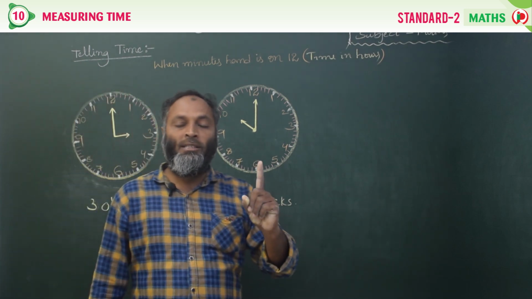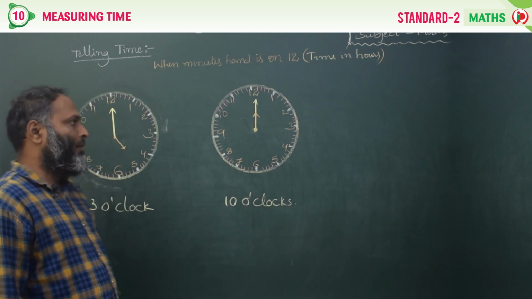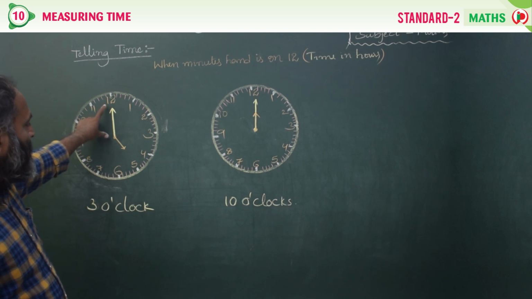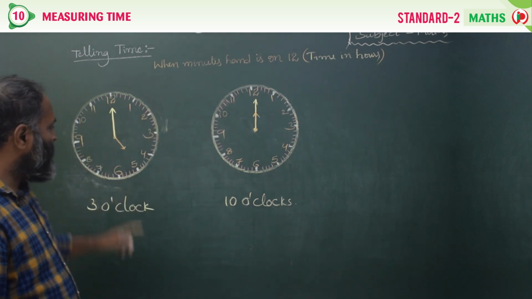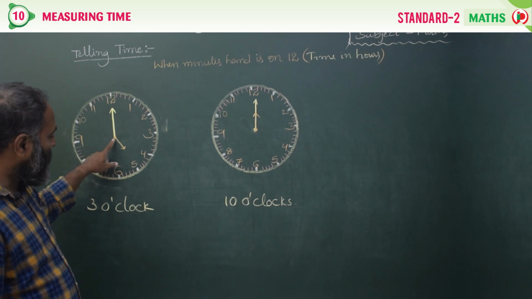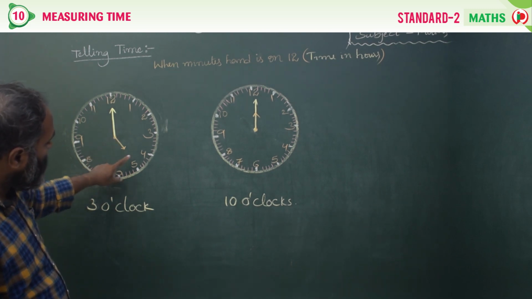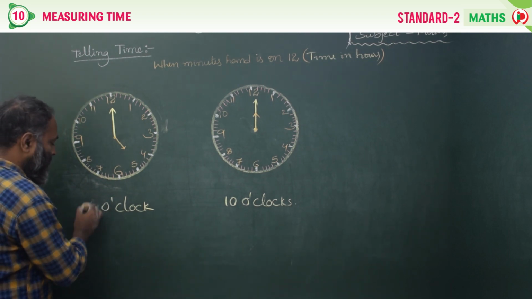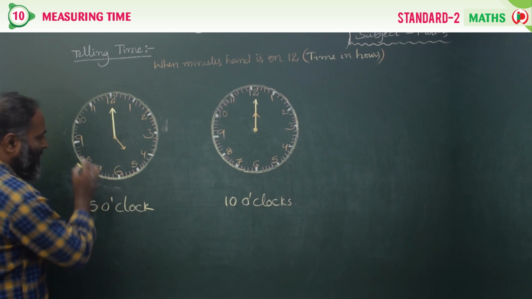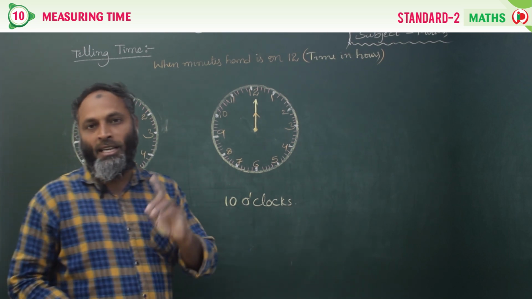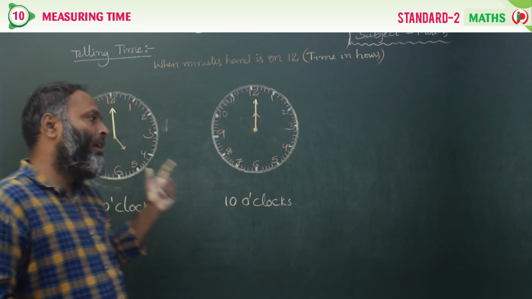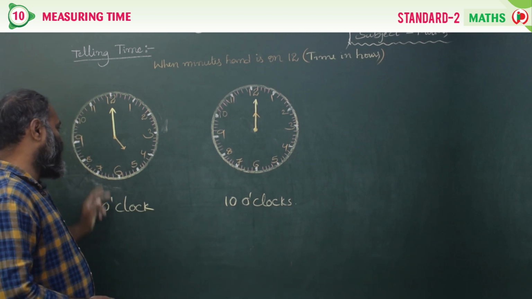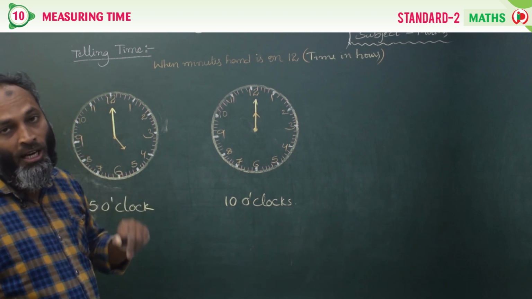So when the minute hand is at 12. Okay. Now see here again. Here also, in both cases, the minute hand is at 12. So now we check where the hours hand is. Here the hours hand is at 5. Before it was 3, so now it is 5 o'clock.